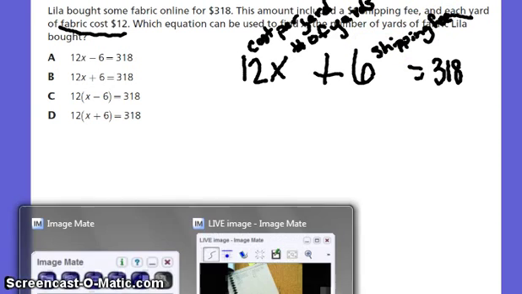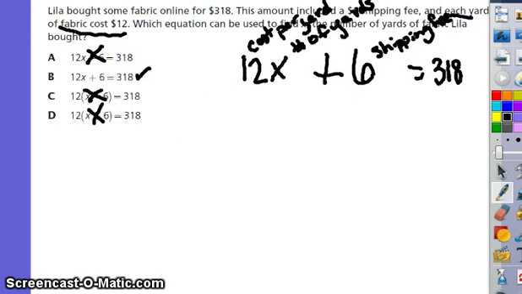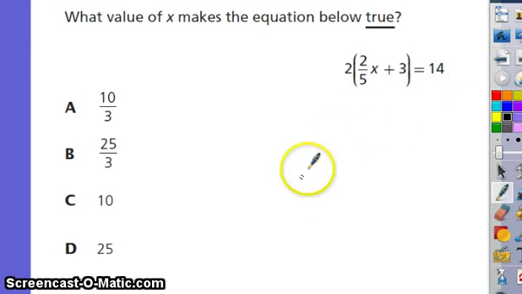All right. So which of these equations matches? They did not subtract the shipping fee. That one looks good. We're not going to distribute that 12. It wasn't 12 times the shipping fee and the number of yards, and same thing there. So B is the only one that makes any sense.